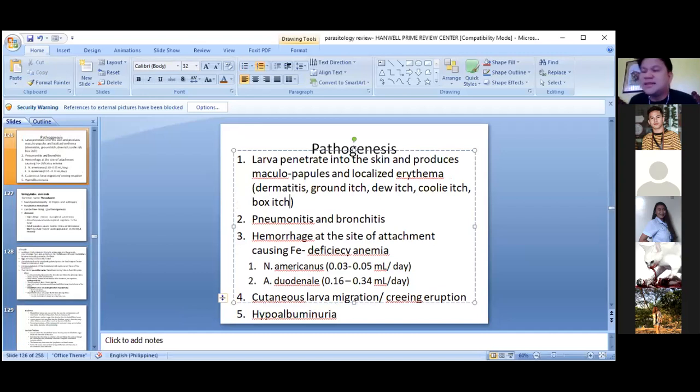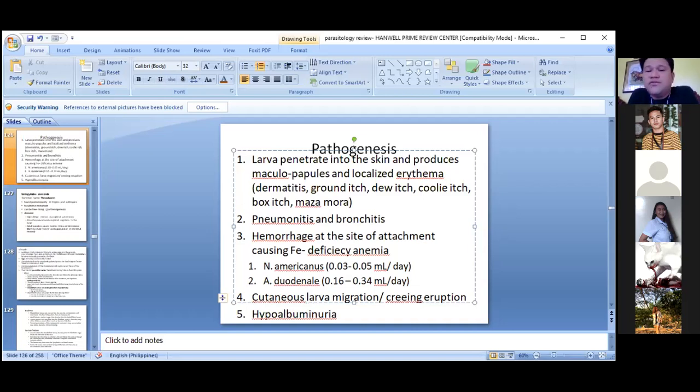Yung mga taong mahilig mag-sunbathing. Normally, Indians would dig the soil and bury themselves for quite some time for them to feel relaxed. That's why the disease is known as box itch. And in other books, they have Mazamora. Okay, they would have Mazamora.